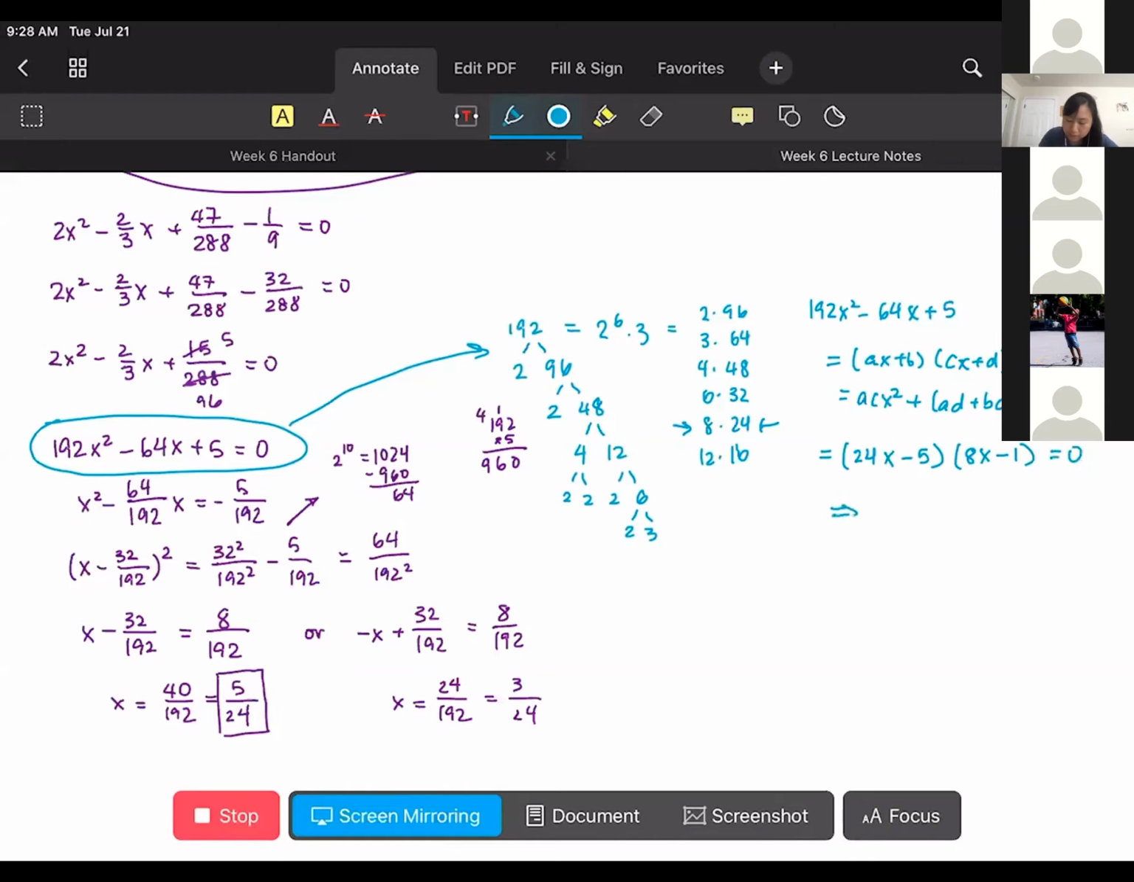So then we can easily solve this by saying, well, this is 0 if 24x minus 5 equals 0, or 8x minus 1 equals 0. So then this one will give us the solution x equals 5 over 24, and this one will give us the solution x is 1/8. Same thing, we want to pick the solution greater than 1/6, so that's going to be this one. So it's just another way that we could solve the quadratic.